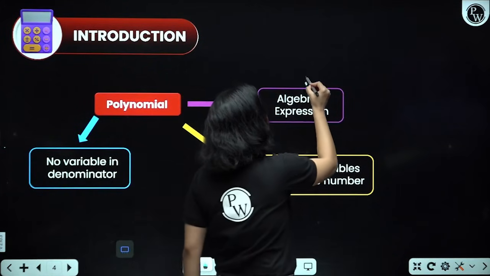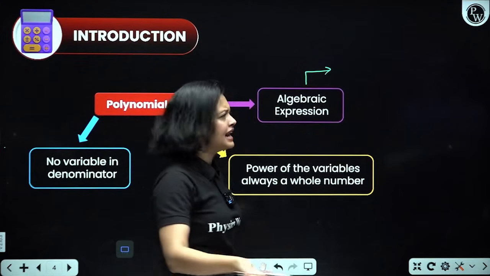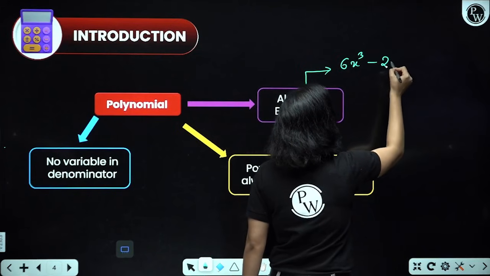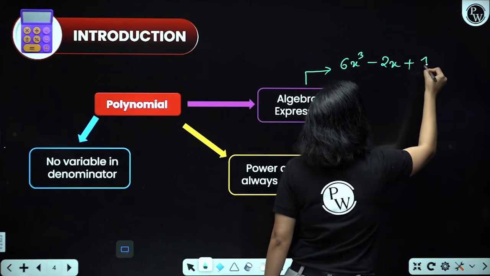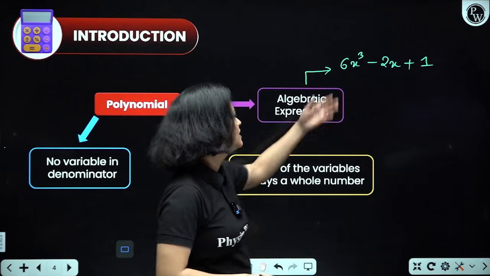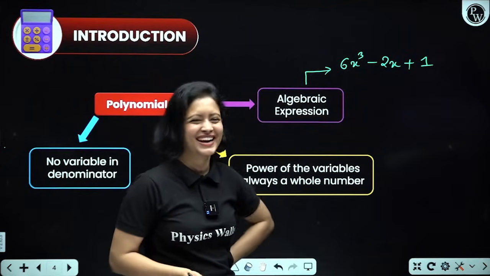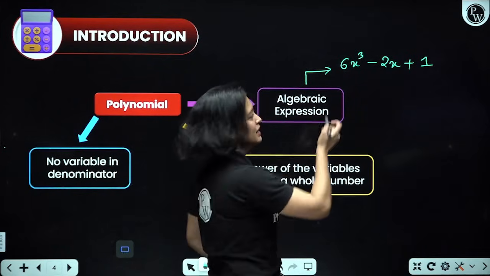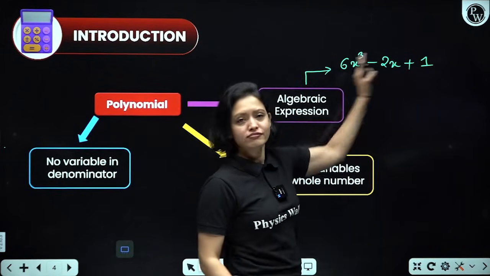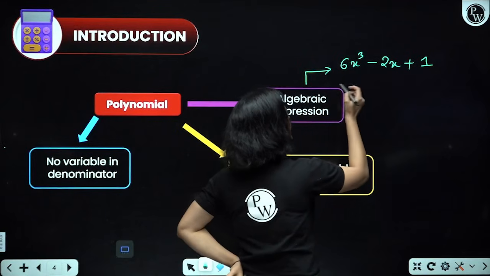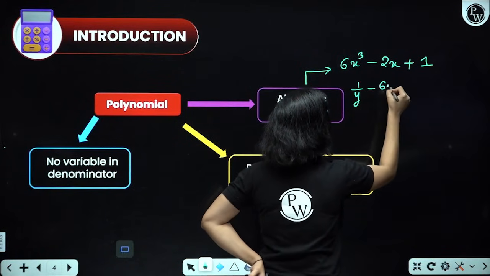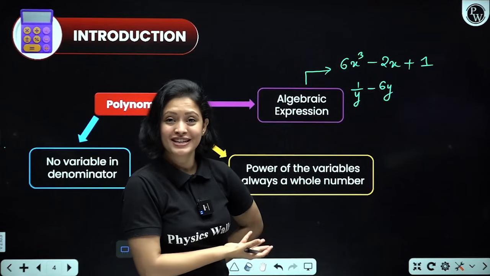An algebraic expression basically is an expression in which you have constants, you have variables, and they are all related together with operators. What are operators? Minus, plus, and so on. For example, here x is a variable, 6 here is a constant, so we have an algebraic expression. Another algebraic expression that we can write is 1 over y minus 6y. This again is an algebraic expression.